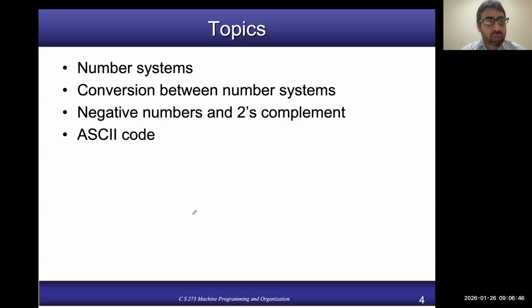By the way, at any time point, if you have questions, you can stop me, okay? The topics we are going to cover in these slides are number systems, then how we can convert numbers between different number systems. Also, how we can represent a negative number in binary form, and then at the end we will also have a look at the ASCII code.